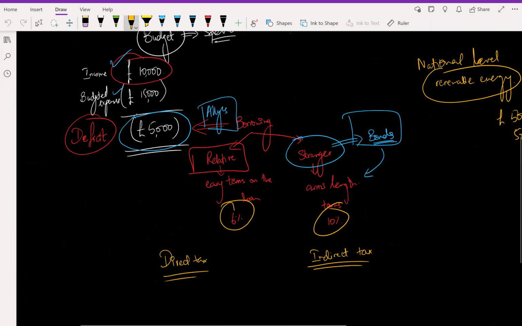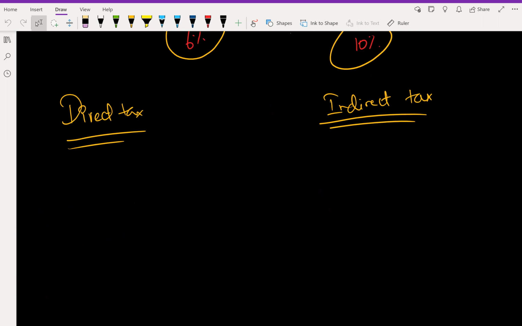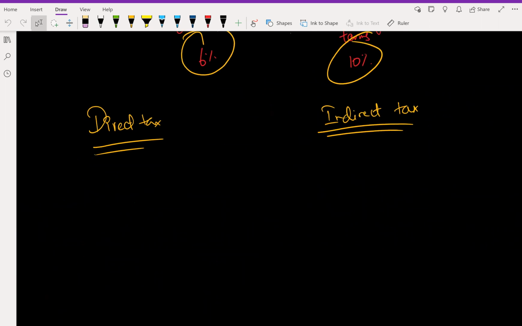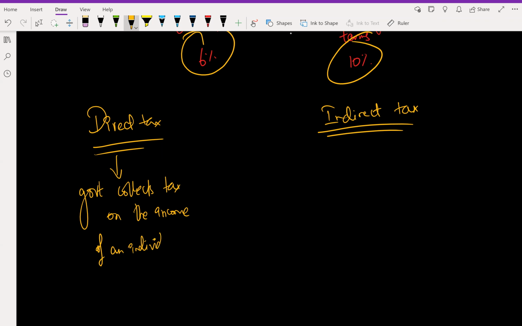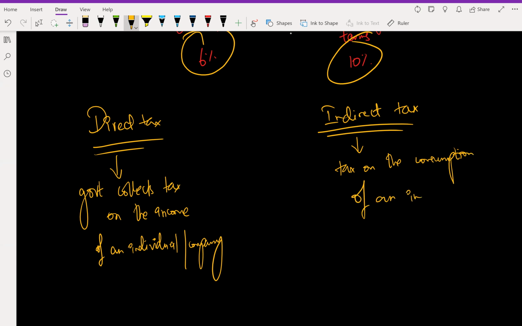Now, like I said, coming back to direct and indirect tax. I'm going to give you time to copy down. You don't need to copy it right away. Direct tax is where the government collects tax on the income of an individual or a company. Whereas indirect tax is tax on the consumption of an individual or company.